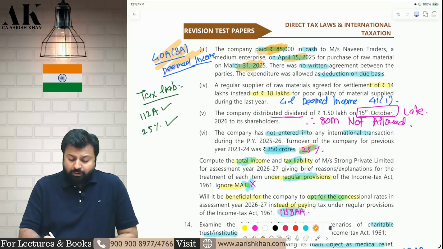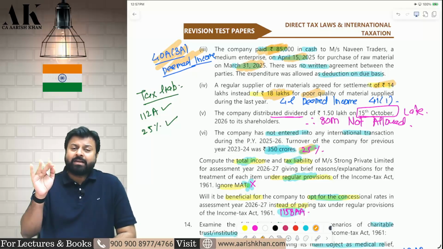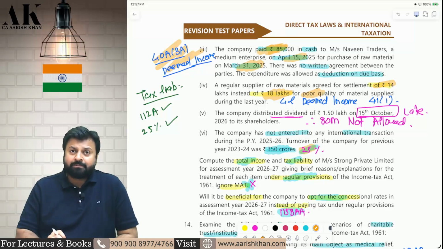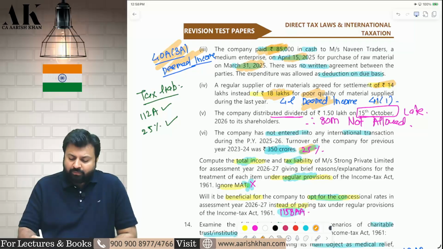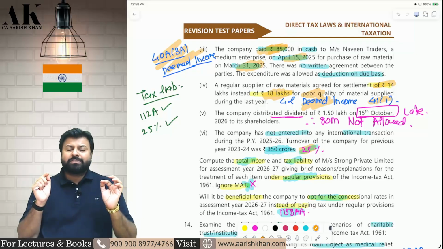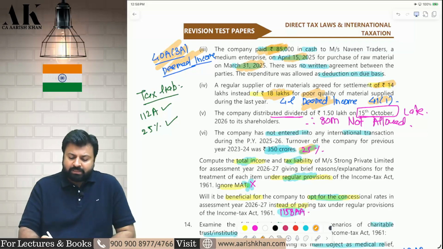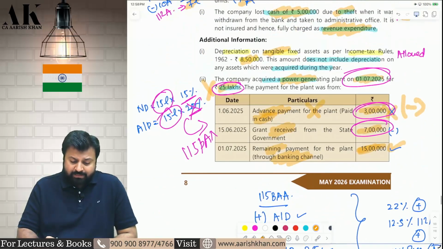Next, you have purchased some raw material of 18 lakhs, but due to poor quality, you are making payment of only 14 lakhs. 4 lakh is remitted and ceased by the creditor. So out of 18 lakh purchase, 14 lakh is payable, 4 lakh is remitted by the creditor. Therefore, 4 lakh will be deemed income under section 41(1). Remission or cessation of a trading liability is deemed income. Therefore, this 4 lakh you have to add to your income. Okay. I hope it is clear to all of you.